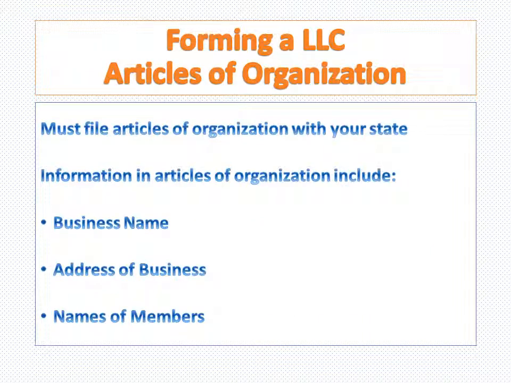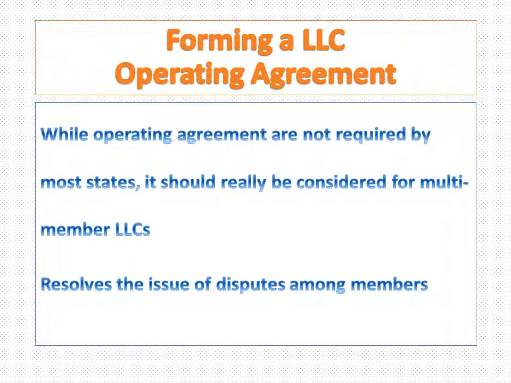The next thing you have to do is file articles of organization with your state. Information in articles of organization include your business name, address of business, and the names of the members. While operating agreements aren't required by most states, it should really be considered for multi-member LLCs. Much like a partnership, if you don't have some type of agreement, you're going to run into disputes between members.